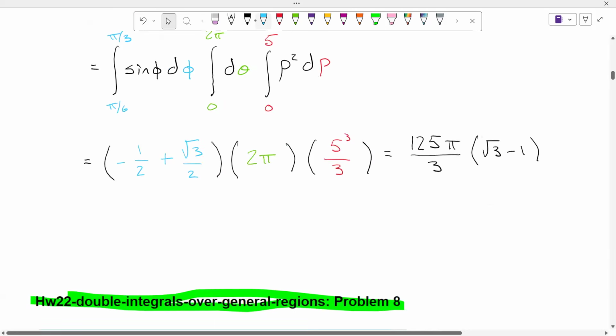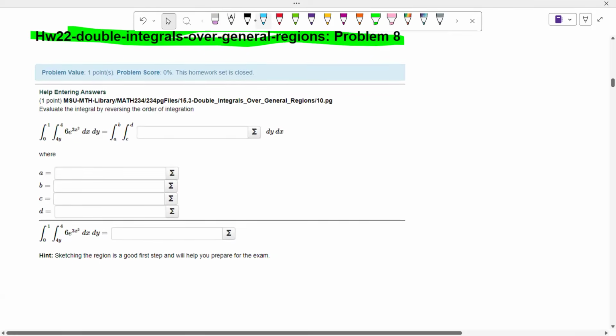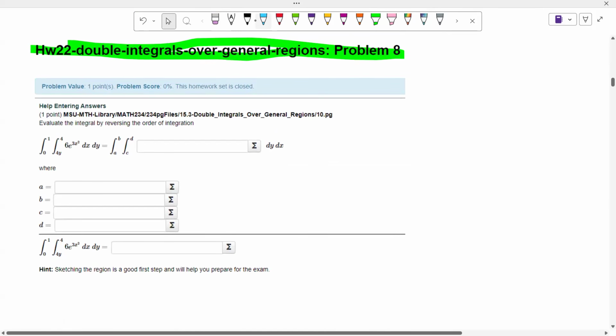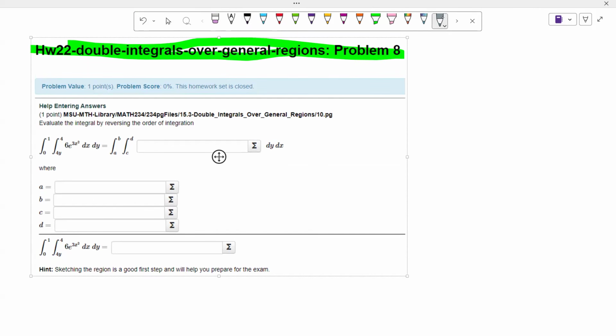Okay. Picking up the pace ever so slightly to try and finish this thing in 50 minutes. A double integral over a general region. So I want to take the double integral of 6e to the 3x squared dx dy. And notably, e to the x squared dx, this integral has no simple antiderivative.